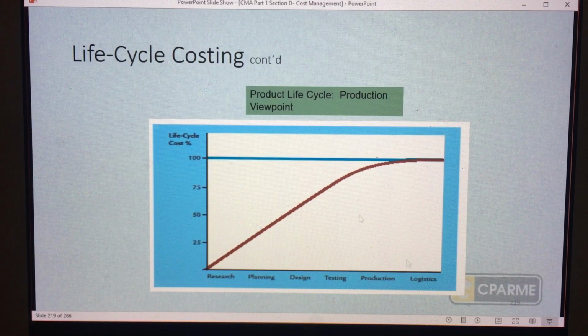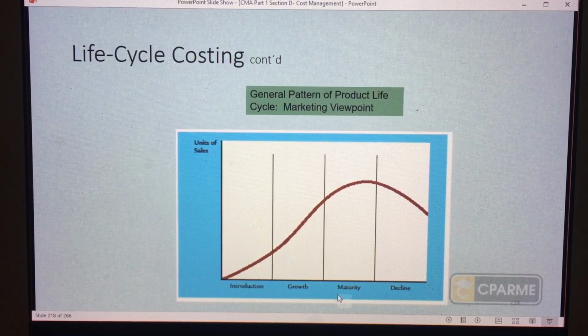siya. That's logistics. So this time, the basis for the product life cycle would be from the start of the life of your product up until ma-distribute mo siya sa iyong customer or end user, which is why you see on the y-axis that it's 100% life cycle cost, no? Until it's ready for use, as opposed to your marketing na introduction, growth, maturity, and decline, which talks about your market or which talks about your item.